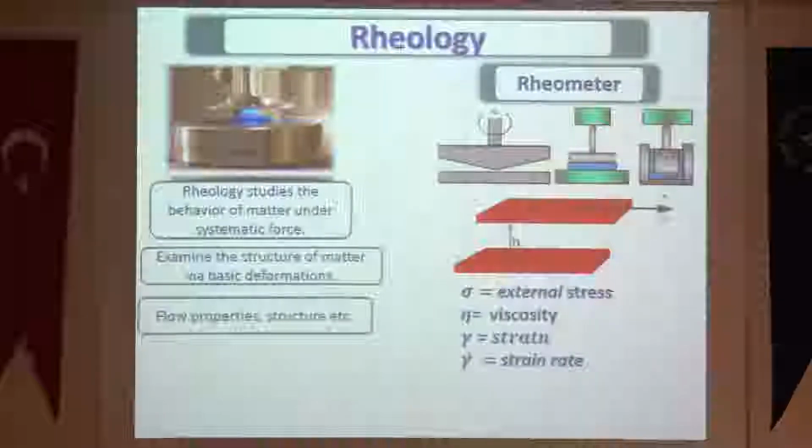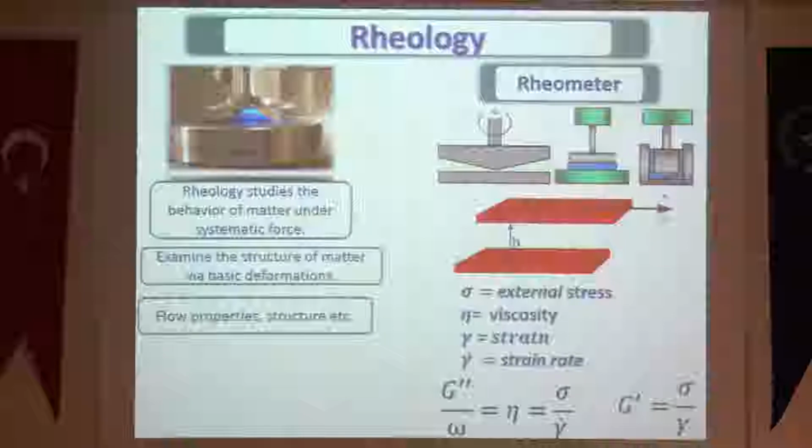I'm sure there are experts in the audience. If you apply an external stress to a system, it can be a fluid, a gel, or an elastic structure, and what you will have is this viscosity. Viscosity is basically the external stress divided by the strain rate, and strain is just the amount of deformation. This viscosity is related to G double prime, which is called the loss modulus, basically what you measure from the rheometer.